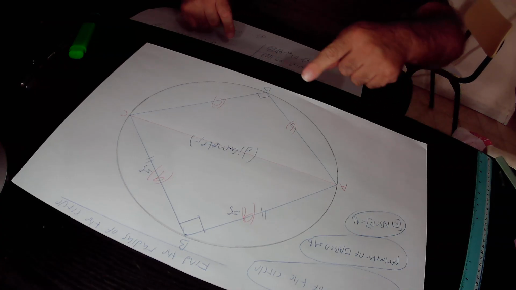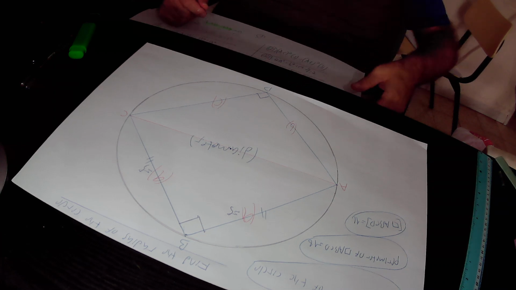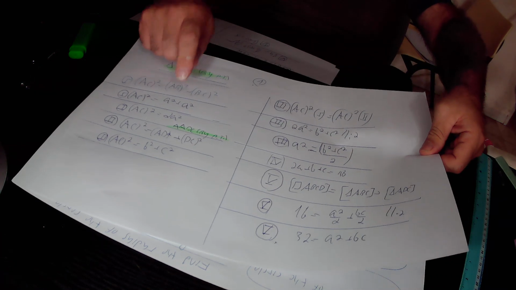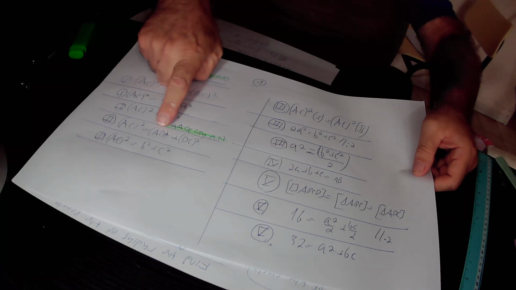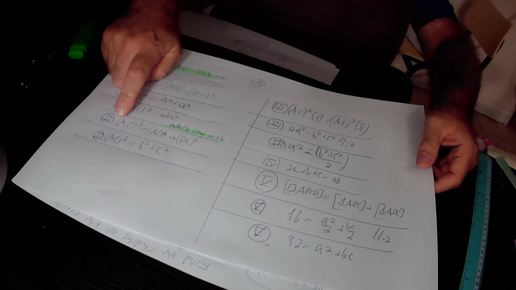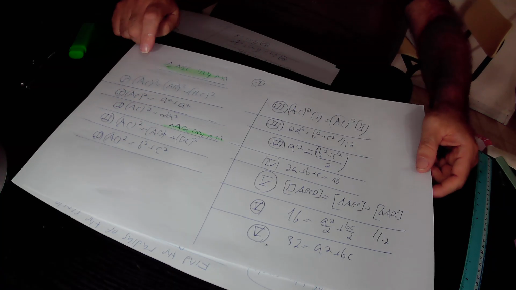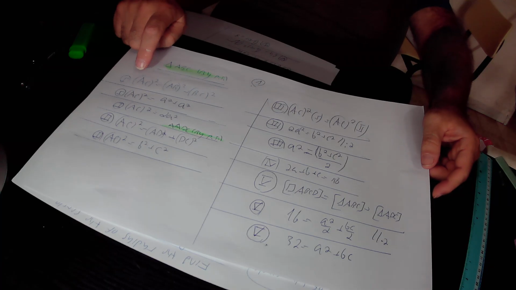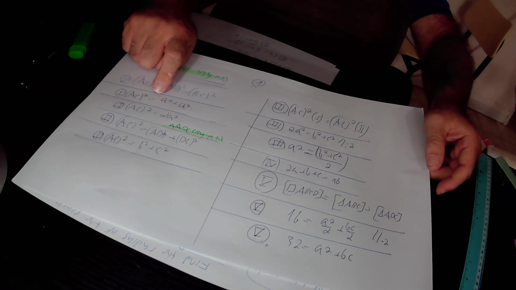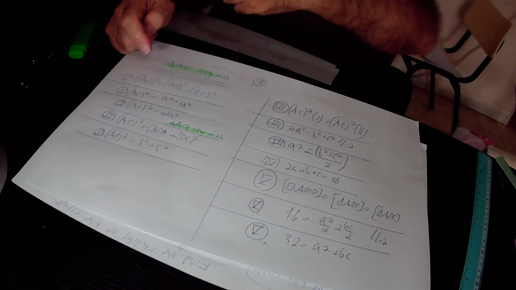So in total, AD squared plus DC squared equals B squared plus C squared. So in total, according to equation 2, we found out that AC squared equals B squared plus C squared, while according to equation 1, we already found out that AC squared equals 2A squared. So we have two equations with the expression AC squared.